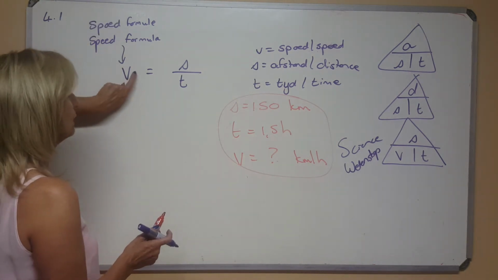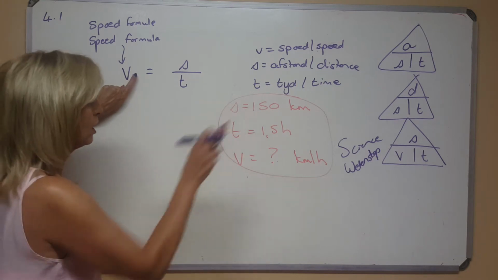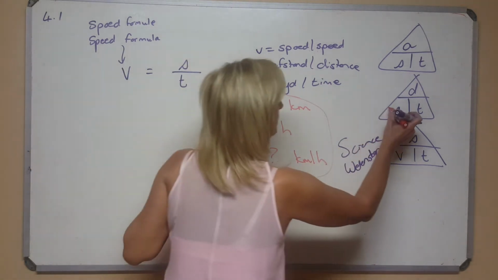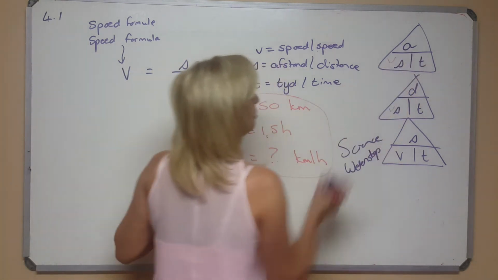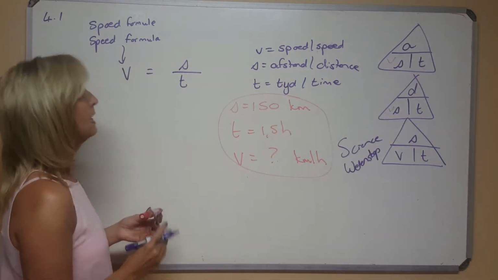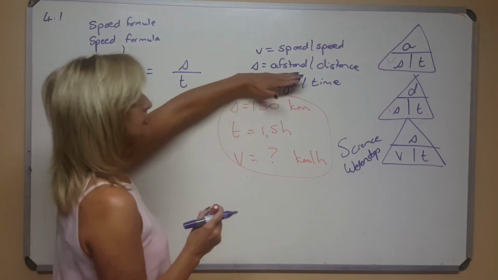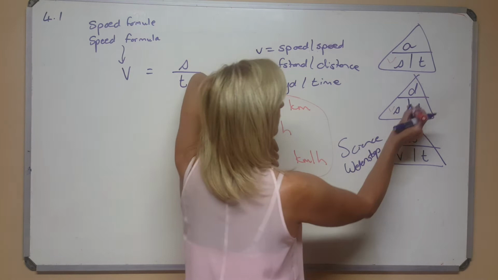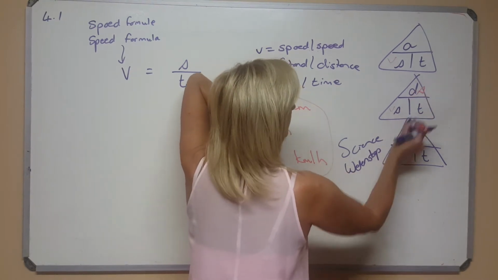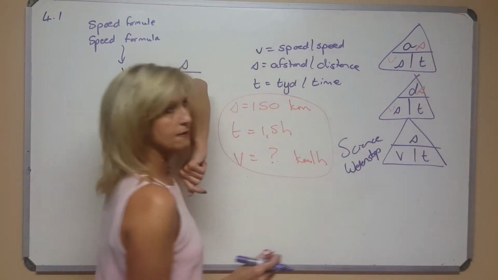So they're telling you, listen, this is speed. So you can go to your speed one and say, okay, well, that's V. They tell you that S is the distance. So in other words, this should be S.